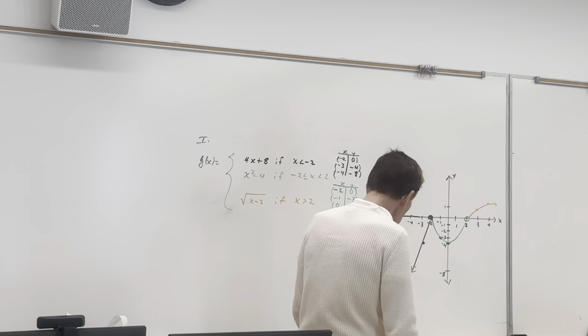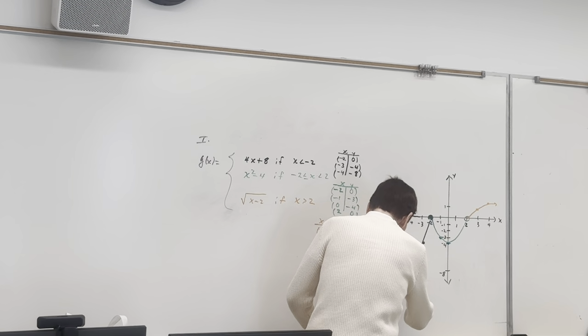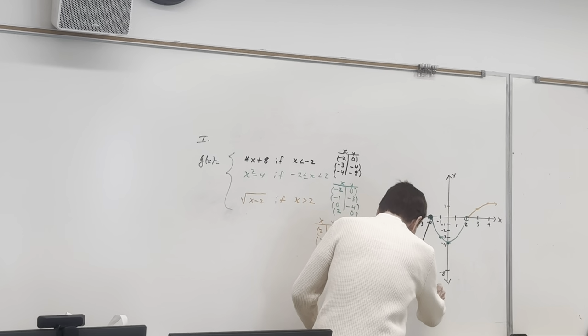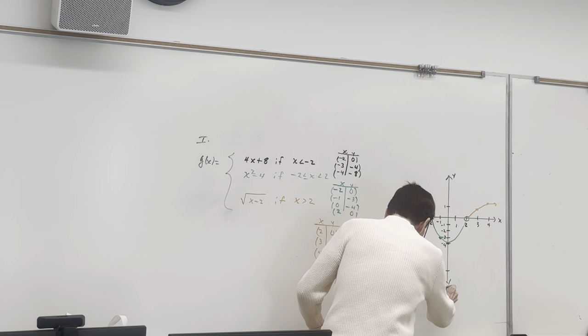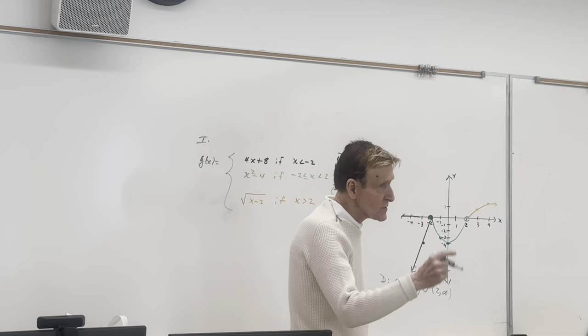Open negative infinity, comma 2 open, and then union open 2, comma infinity. Love it. The 2 has an open circle on it.